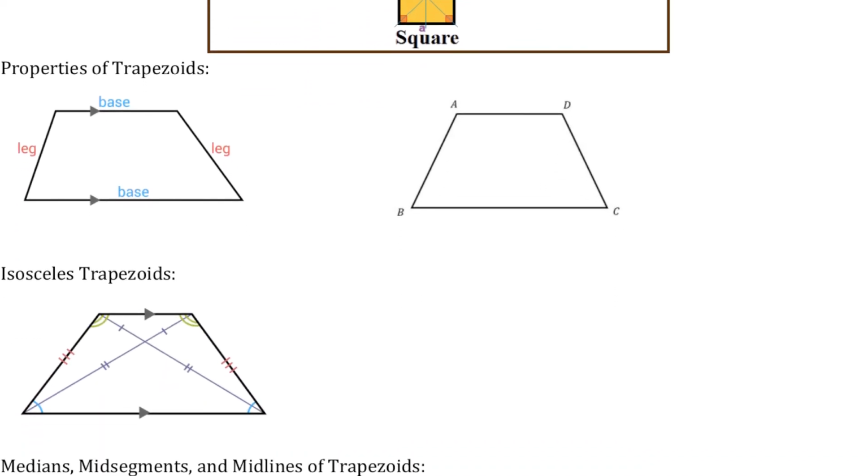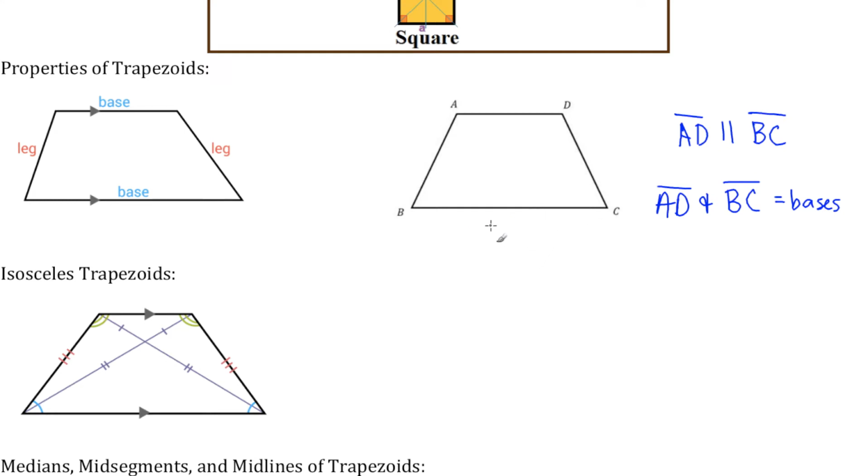So, properties of trapezoids. You'll notice that there are 2 parallel lines. So AD is parallel to BC. AD and BC are actually the bases of our trapezoid. You can think about that as, if it's parallel, it can just sit on the ground.